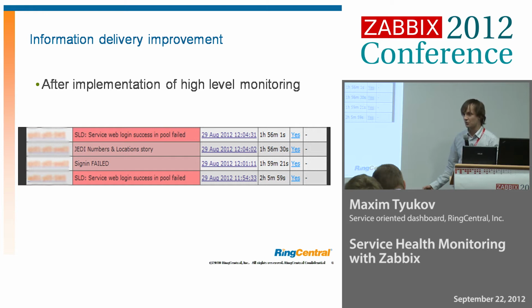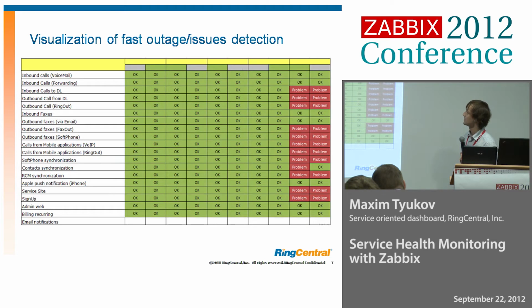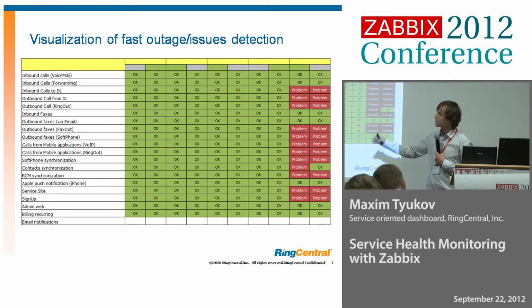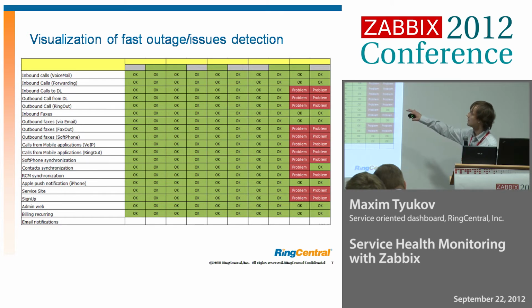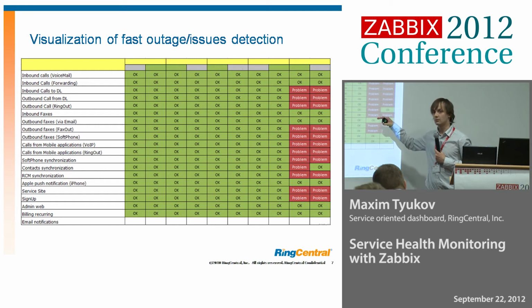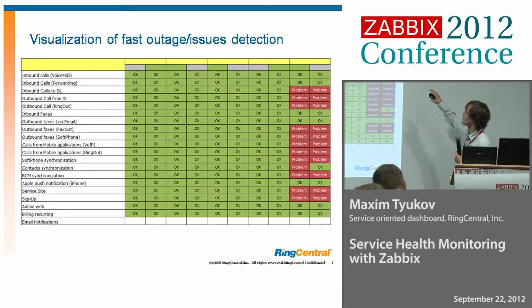So the best approach is a visual dashboard. This is a real dashboard of the RingCentral company. On the left side you can see the services which we provide for our customers, and on the right side you see the grid with the services' health. And now it becomes absolutely clear which service is affected and which unit is down.